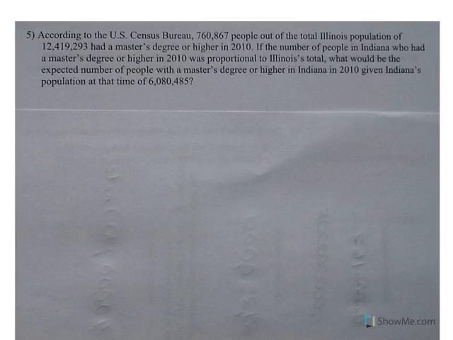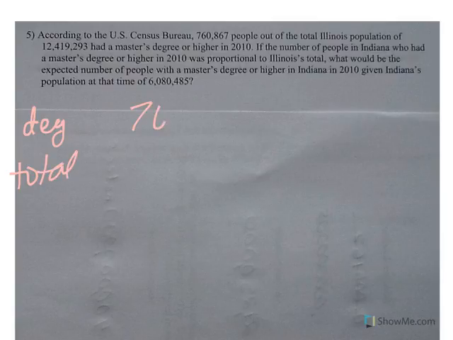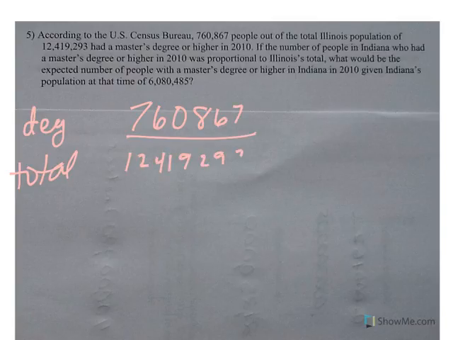Number 5, according to the U.S. Census Bureau, there are a lot of people in Illinois out of their total population. Okay, so we're talking about degrees over the total population. And in Illinois, it was 760,867 had degrees out of 12,419,293. Those are big numbers.